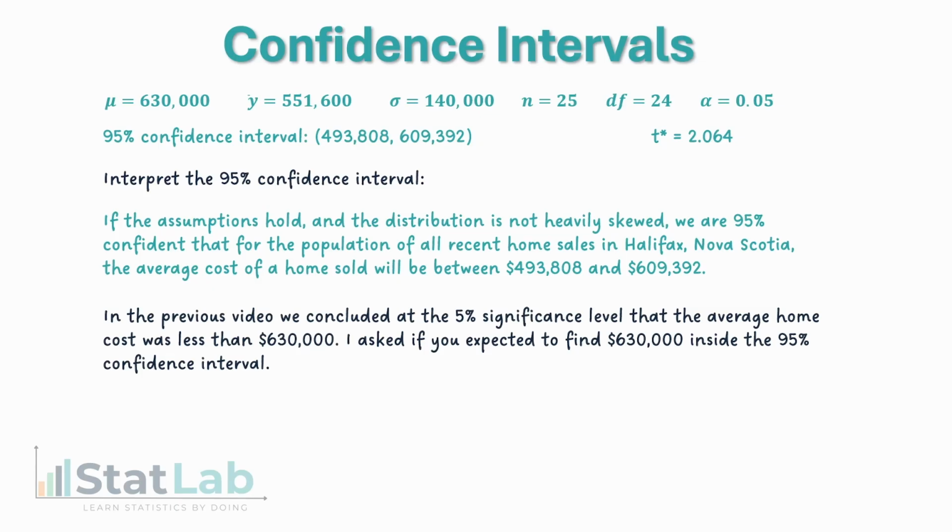Now, in the previous video, we concluded at the 5% significance level that the average home cost was less than $630,000. At the end of the video, I asked if you would expect to find $630,000 inside the 95% confidence interval. Now, we can clearly see that we did not find it, but of course, you would have known that already because we concluded at the 5% significance.